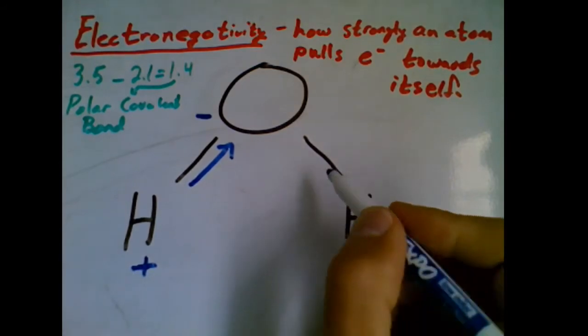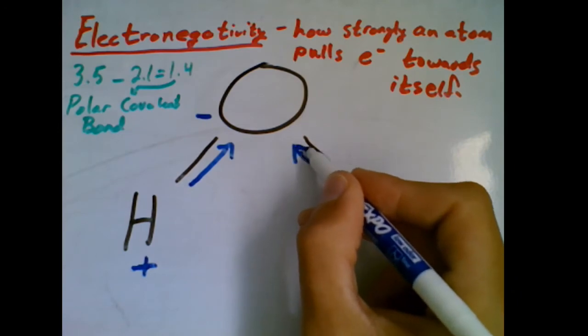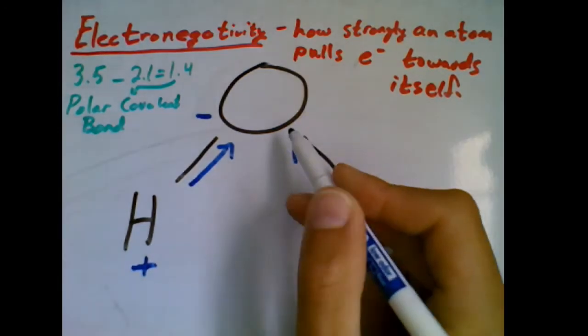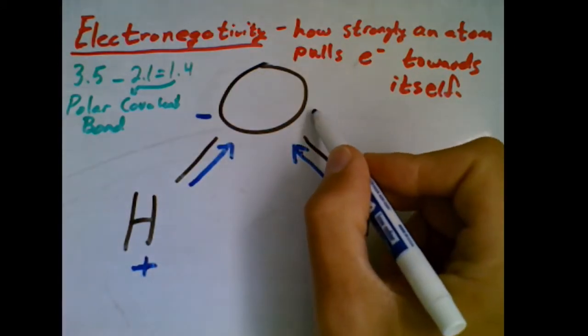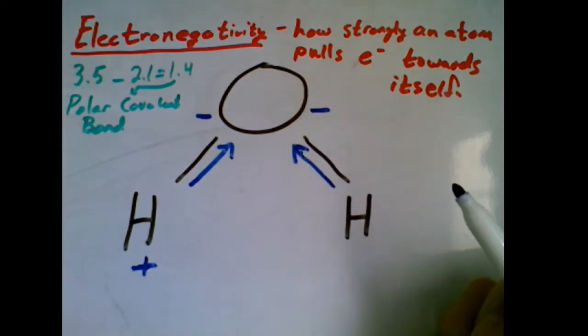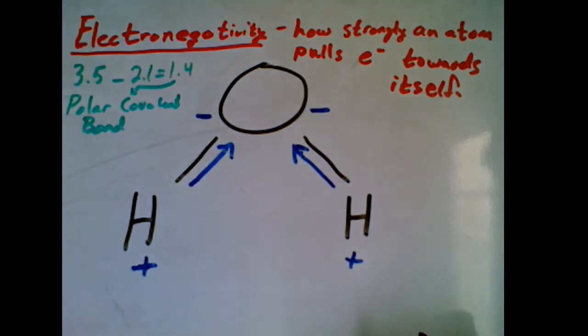But the same thing is going to happen over here. This hydrogen is going to lose its electron to the oxygen as the oxygen literally pulls it towards itself. That's going to give the oxygen just a slight negative charge as well, and a slight positive charge to this hydrogen.